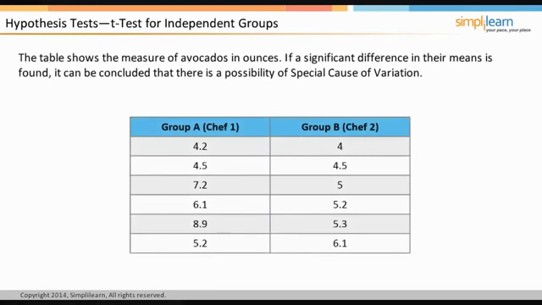As discussed earlier, the table shows the measure of avocados in ounces, and the significant difference in their means needs to be inspected. If a significant amount of difference is found, it can be concluded that there is a possibility of special cause of variation. The next screen will demonstrate how to conduct the two-sample t-test.